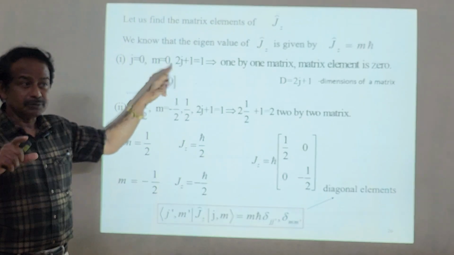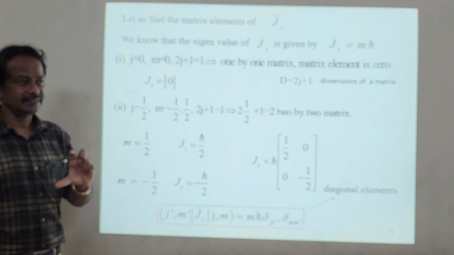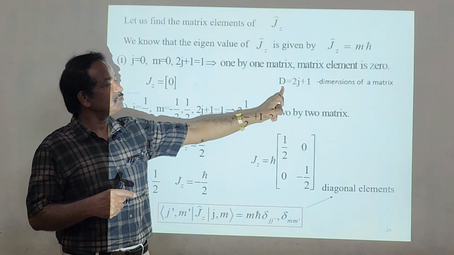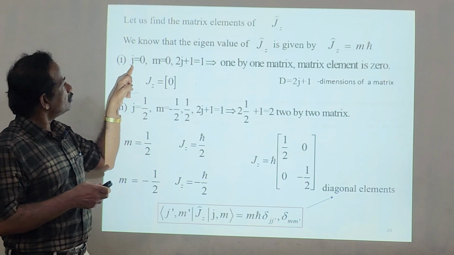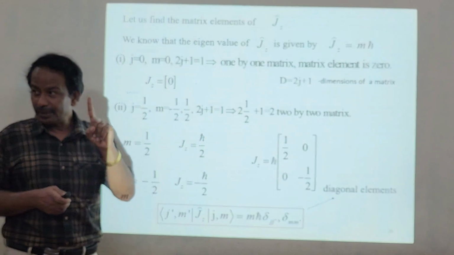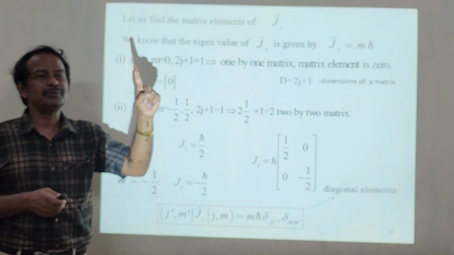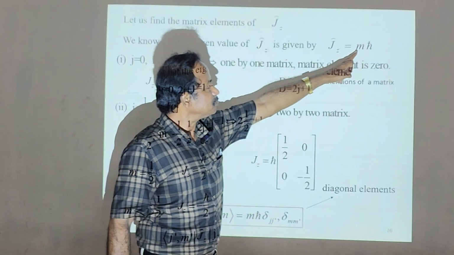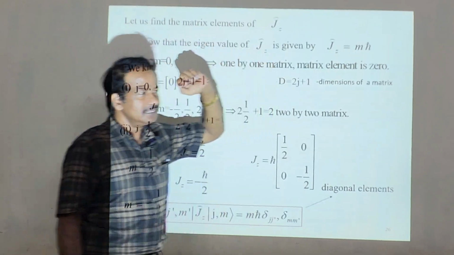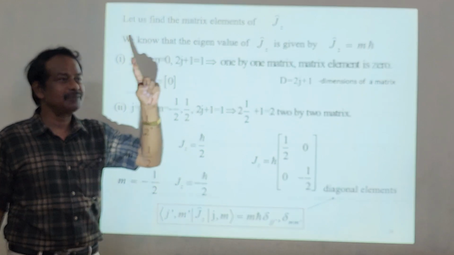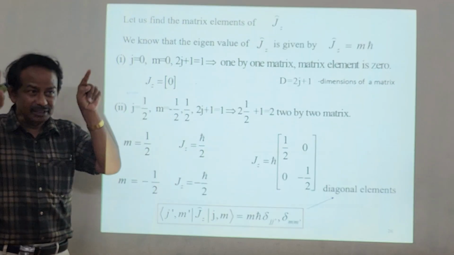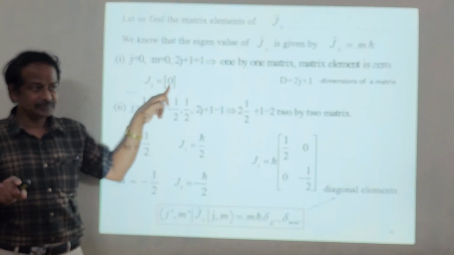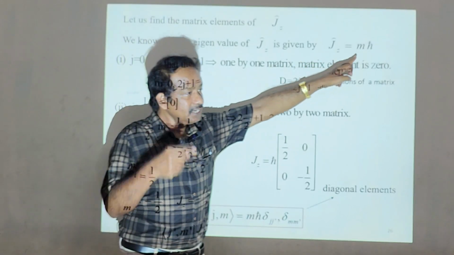You will have to find out the total number of values for the matrix. How many matrix elements exist? We will have to use the dimension formula, d equals 2J plus 1. So J equals 0 means you will have only one element in the matrix. That is a 1 by 1 matrix. That element will be 0 because m equals 0. You substitute m equals 0, you will get J z equals 0. The eigenvalue is 0, correct? Only one element exists, so that element is nothing but 0 in the matrix. Is it okay? 0 is the value of J z for J equals 0.